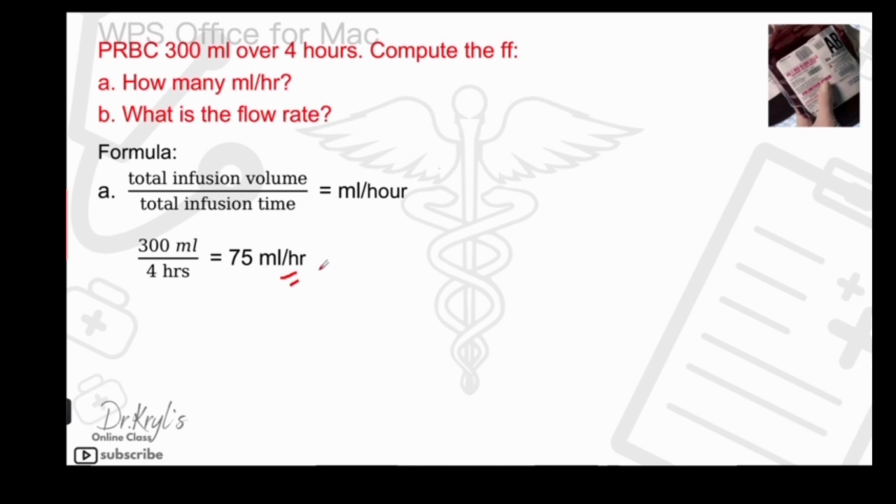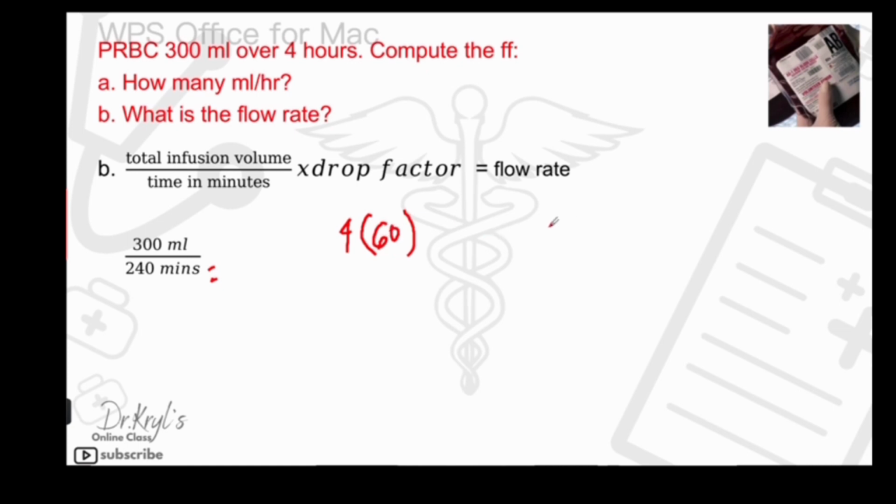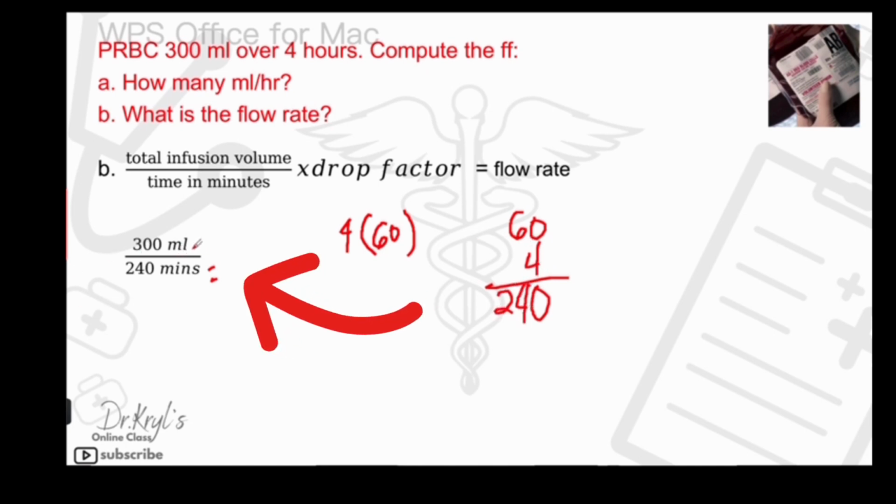Okay? And it is much better kung naka-soluset kasi makikita talaga natin yung 75 ml. Okay? Yan. So, what is the flow rate? So, bakit tayo nagkaroon ng 240 minutes? It is the 4 times 60. Okay? Because we converted the 4 hours to minutes. Sige nga. 60 times 4. So, 0 and 6 times 4 is 240. So, ayan. So, meron tayong 300 ml for the volume and 240 minutes.